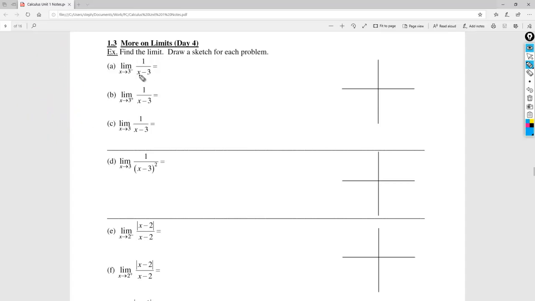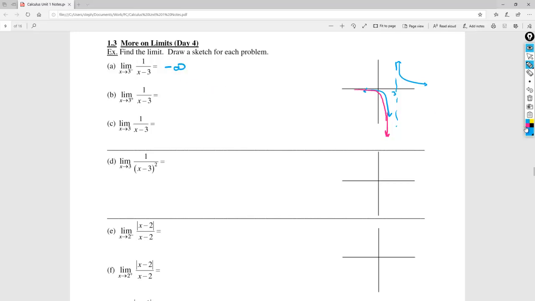We have the reciprocal function shifted to the right by 3. So I have a vertical asymptote here at 3. I know my function will look roughly like this. Okay, so I want to know what's happening as my function approaches 3 from the left. Following my function, as I approach 3 from the left, it looks like I go down. So my answer will be negative infinity.